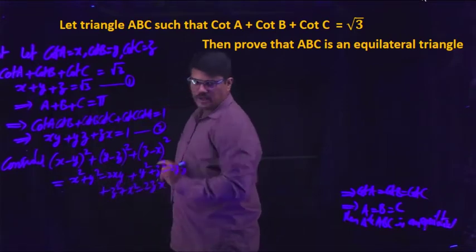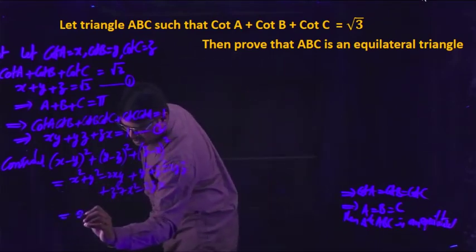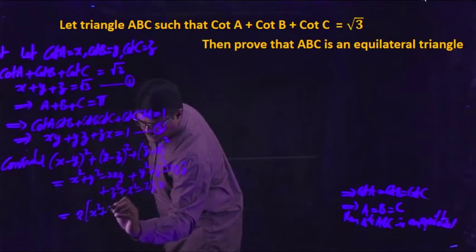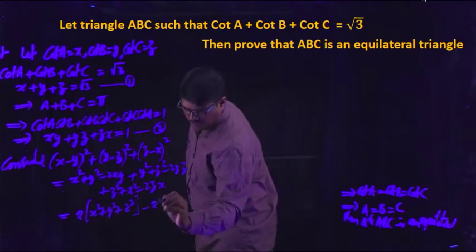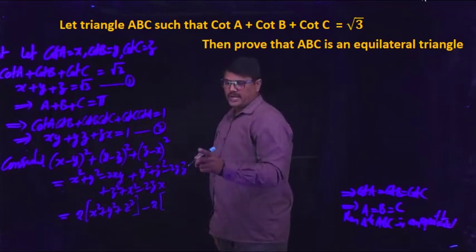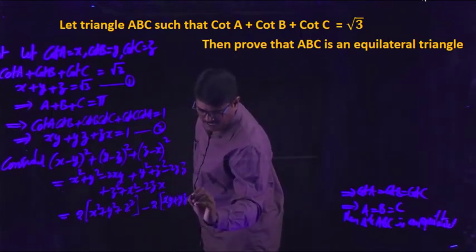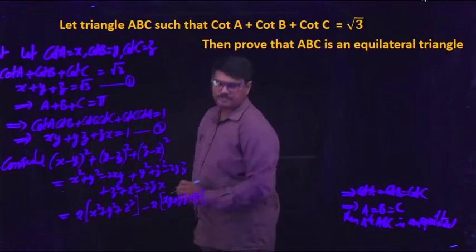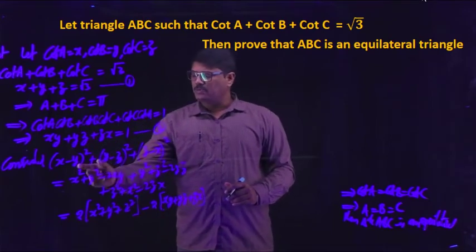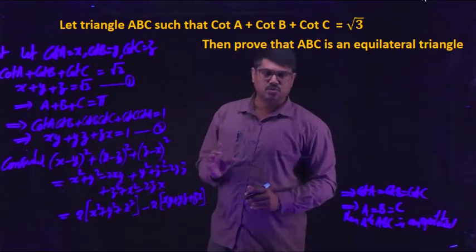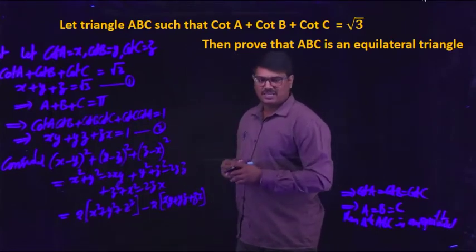Here you have 2x² values, 2y² values and 2z² values. So it will become 2(x² + y² + z²). And separating −2 from the remaining −2xy − 2yz − 2zx, it will become (xy + yz + zx). So you will get an idea why this (x − y)², (y − z)² and (z − x)² is to be considered. Later you will observe why we are considering that expression.